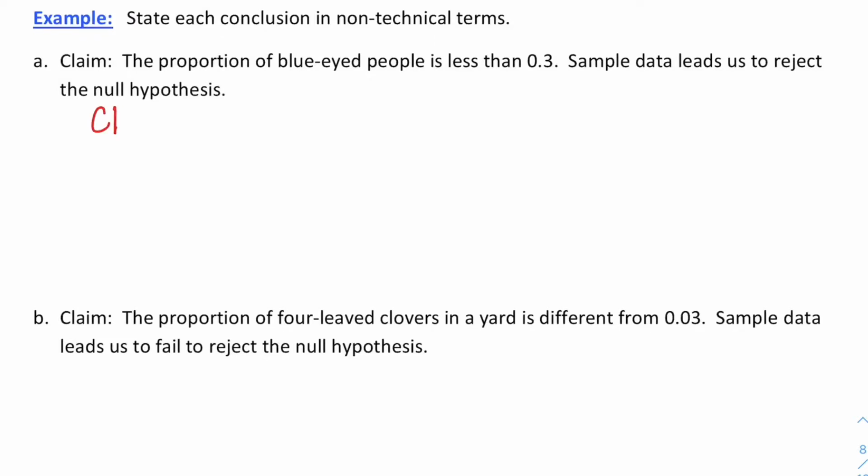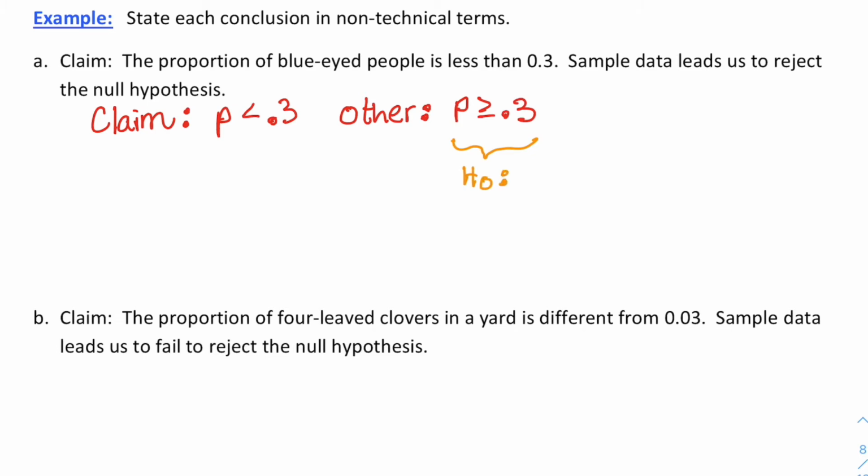So we're going to work on our wording. Here, the claim is that the percentage of people with blue eyes is less than 30%. And that would mean that our other situation could be maybe p is greater than or equal to 0.3. So if we convert these to our null and alternative hypothesis, our null hypothesis is going to be p equals 0.3, coming from our other case. And our alternative hypothesis is going to correspond to our claim.